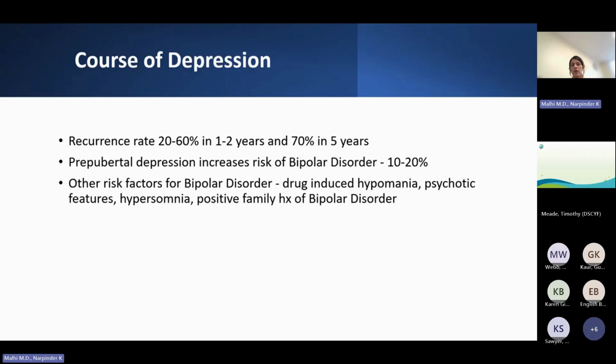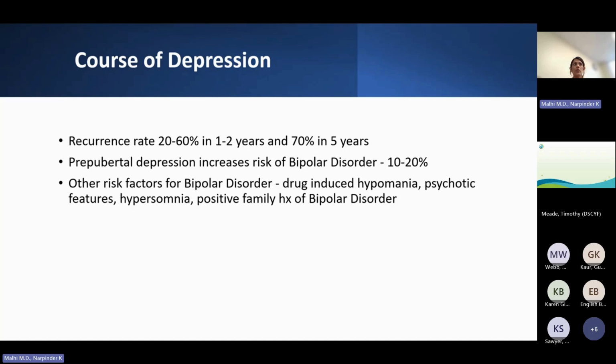And other risk factors for bipolar are drug-induced, like you start an SSRI and patients start having mania or hypomania. Something I always keep in mind is whether this patient is at risk for bipolar or psychotic features, or has hypersomnia or a positive family history of bipolar disorder. So those are the things I keep in mind when we are continuously evaluating the patient with depression, from the first episode of depression and then consistently taking care of the patient over a period of time.